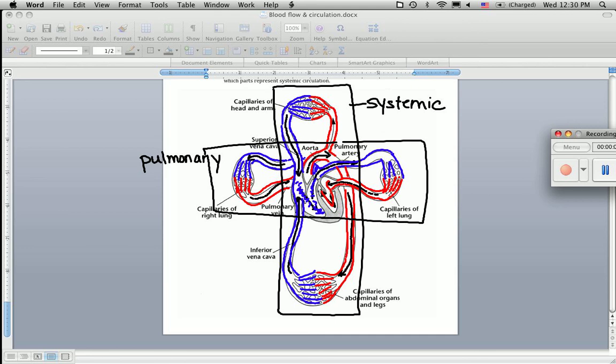Now, in the next section, we're going to talk about fetal circulation as well as blood pressure, and then we'll move on to the conducting system of the heart.